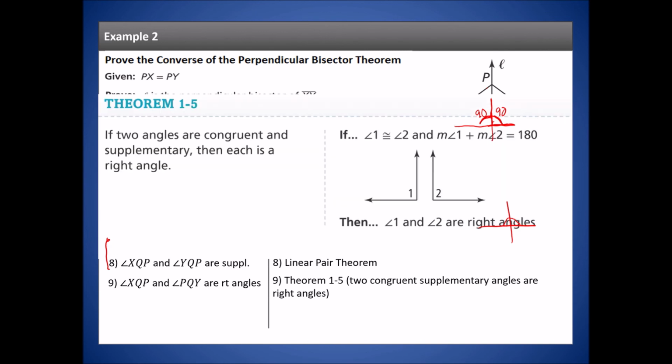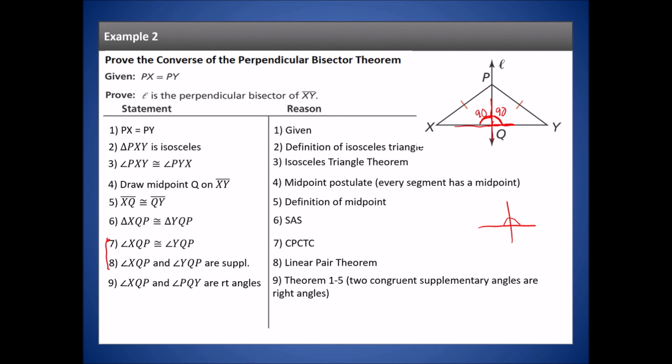We'll show this right here. So this is the theorem from chapter 1. So if two angles are congruent and supplementary, then each is a right angle. All right, so we're referring to that theorem for this proof. All right, so now that we know we're using that theorem, let's go to step 10.